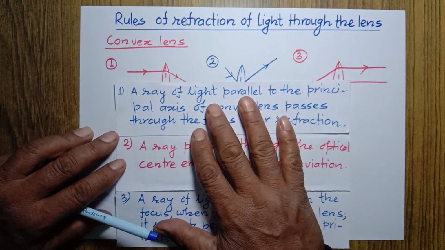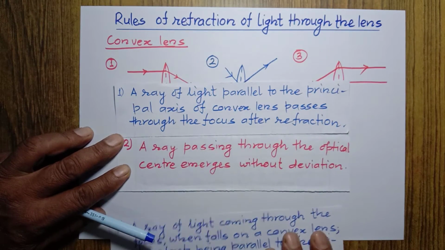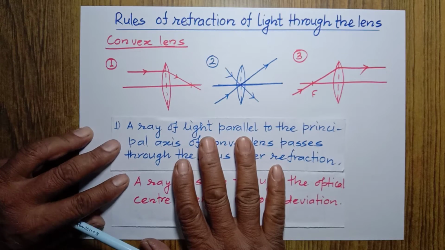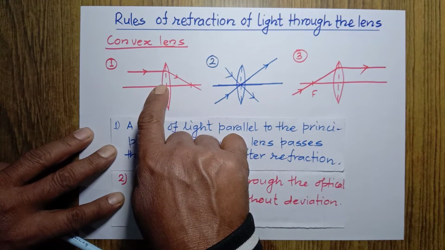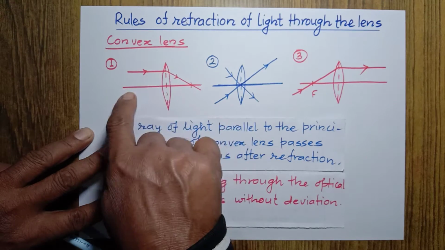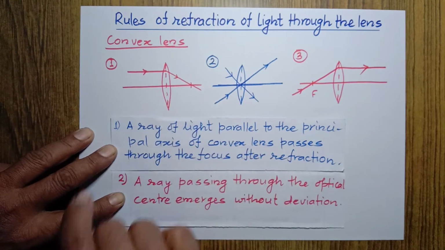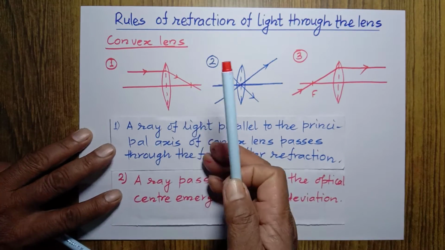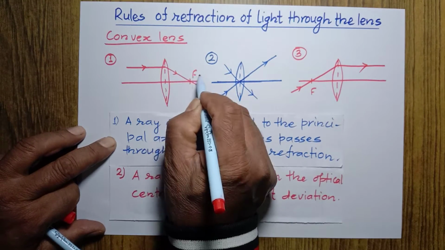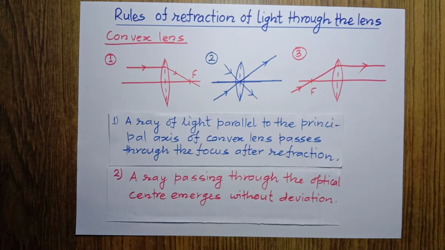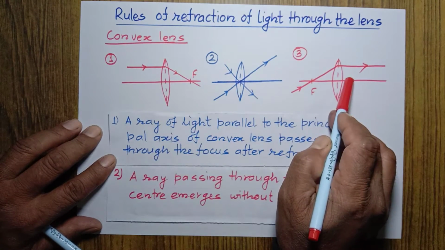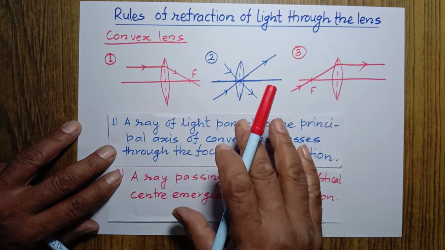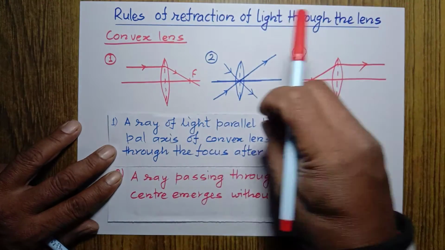But I want to remove this third one. Why do I want to remove this third one? Because this third one is actually the reverse of the first. If a ray of light comes parallel to the principal axis, then it passes through the focus after refraction. Just opposite of this, if it comes through the focus and is incident on the convex lens, then it passes parallel to the principal axis. It is just the reverse of this. And that's why we are using these two rules while drawing different figures or different diagrams of convex lens.